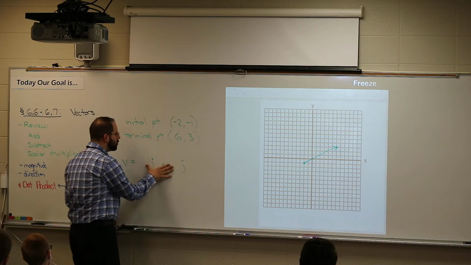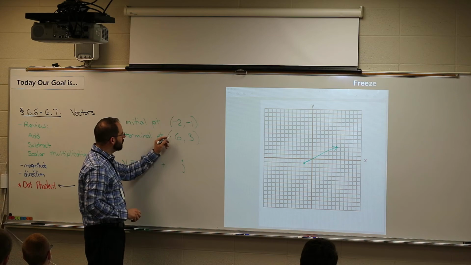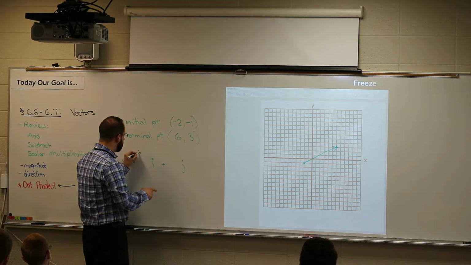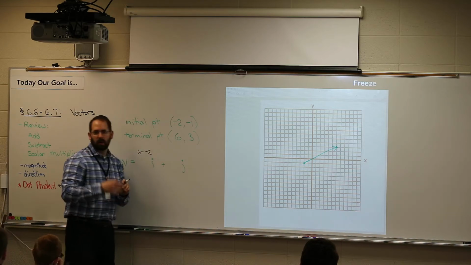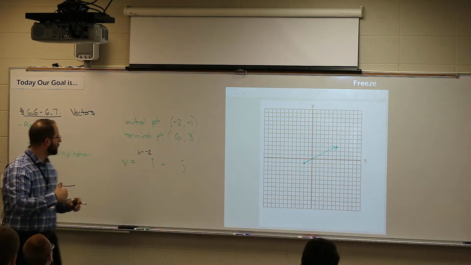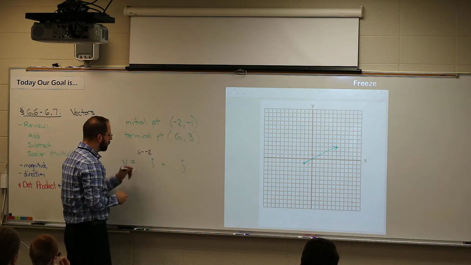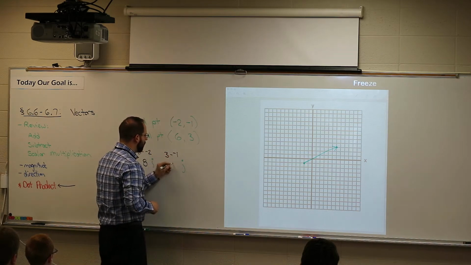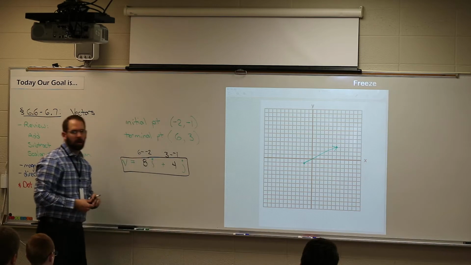Now, to figure out the i and j component, we talked about this yesterday. You subtract the actual numbers here. You always take the terminal number and you subtract the initial number. So to get the i and j components, I subtract the x numbers. So 6 minus -2 is 8. And 3 minus -1 gives you 4. What you're looking at is the i and j component for your vector.